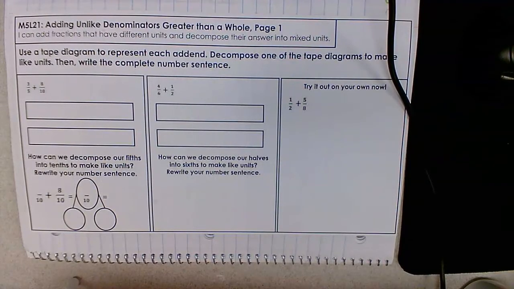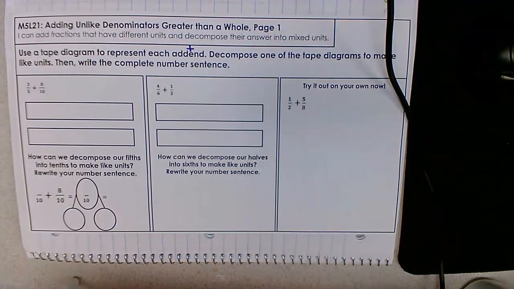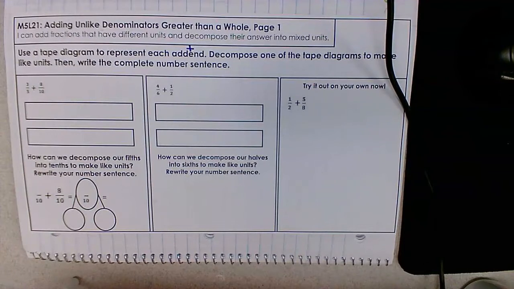Use a tape diagram to represent each addend. Remember, an addend is what gets added together in an addition sentence. Decompose one of the tape diagrams to make like units. Then write the complete number sentence.